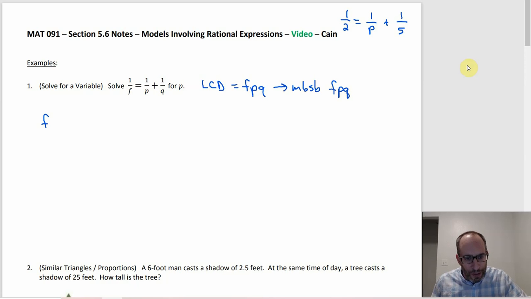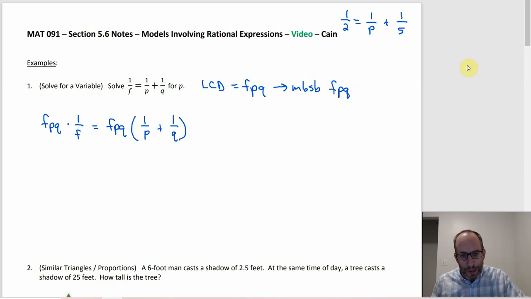So I'll have fpq times 1 over f equals fpq times 1 over p plus 1 over q. And then I suppose we could distribute the fpq and multiply it through, so multiply that by the ones in the numerators. On the left side we would have fpq over f. And then on the right side, fpq times 1 over p would really just be fpq over p. And then fpq times 1 over q would be fpq over q.